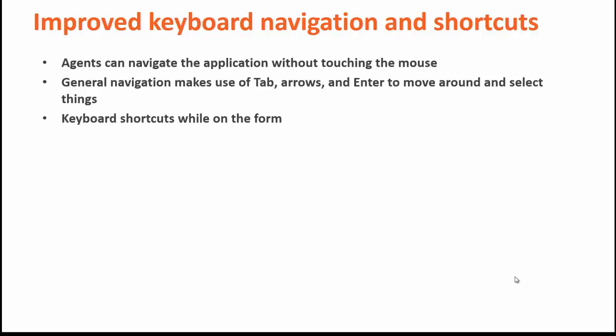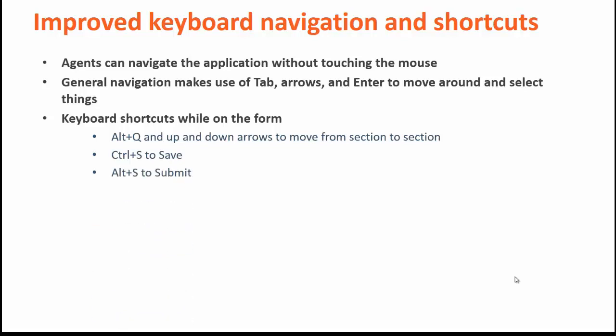Also, some keyboard shortcuts when you're on the form, so when you're creating and editing a ticket, for example. As you know, on the form you have several different sections on the left-hand side. If you want to jump from section to section so you don't have to tab 50, 100 times to get from one field to another, if the fields are far apart, you can just do Alt-Q and it'll allow you to jump from section to section. So I'll demonstrate that. Control-S, the standard for saving, will allow you to save your ticket. And then Alt-S will allow you to submit it, so save it and close the tab at the same time.